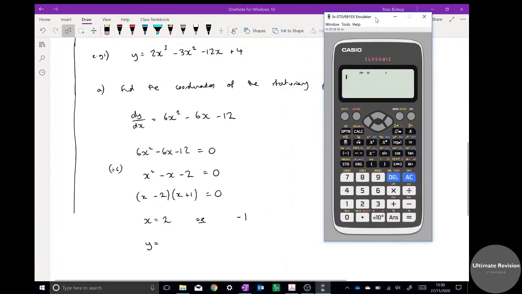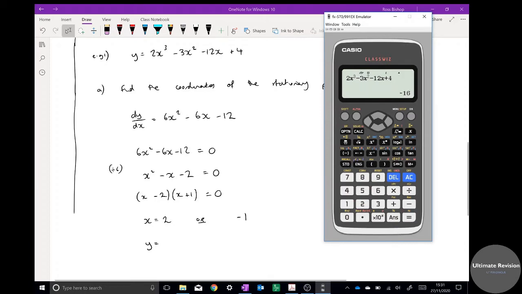I'm going to type in the function 2x cubed minus 3x squared minus 12x plus 4, and then I press calc, and it's when x is 2, so when x equals 2, press it again. Ooh, what was it?